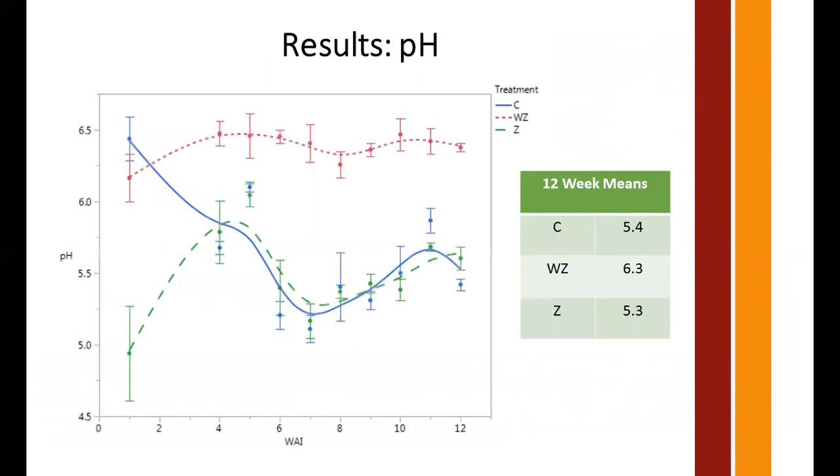Okay, and now onto the results. pH did not vary significantly for the control or the zeolite treatment over the course of the experiment. However, the woodchip zeolite treatment did have an average increased pH of 1 pH point over the control and the zeolite tanks.